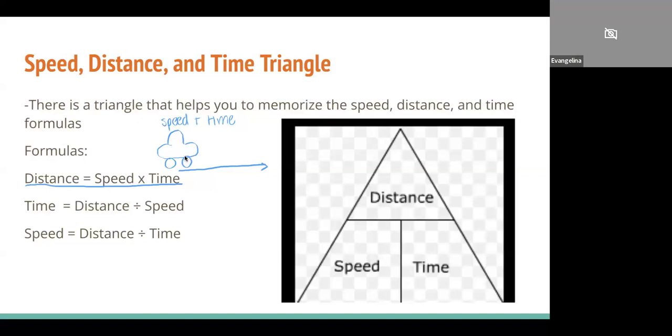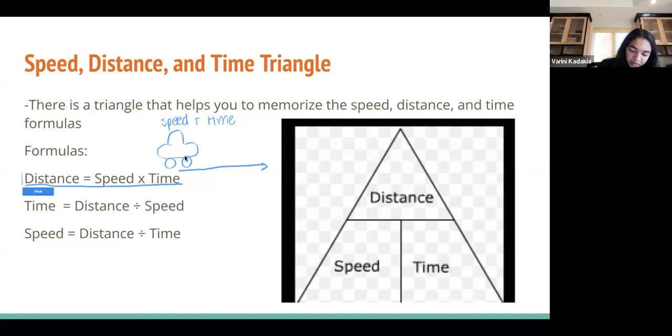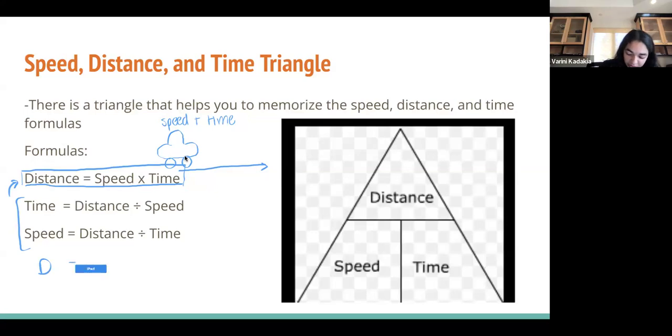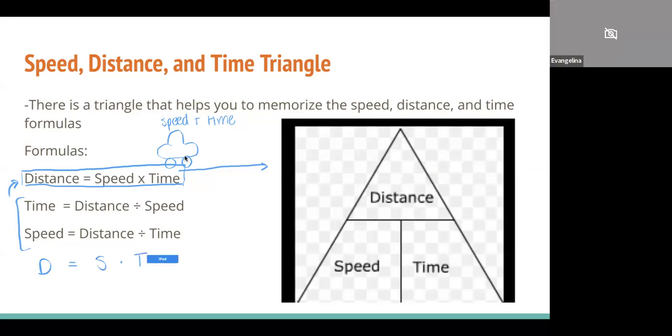So this is one of the main formulas that you should remember because you can derive the other two from this. Okay. So I have distance, which I'm going to abbreviate as D, equals speed, which I'm going to abbreviate as S, and time, which I'm going to abbreviate as T.